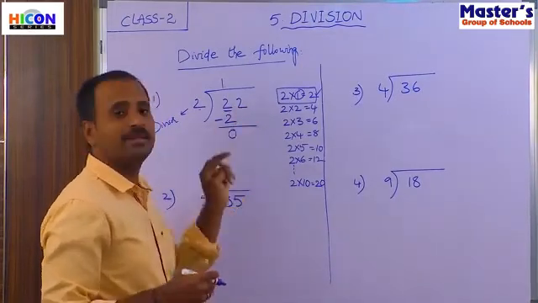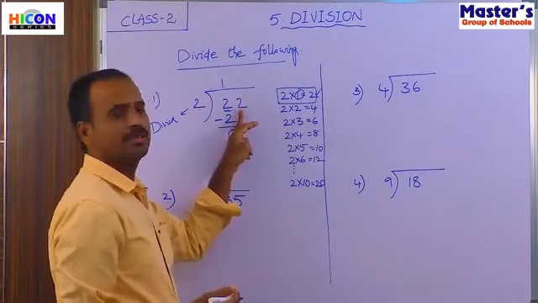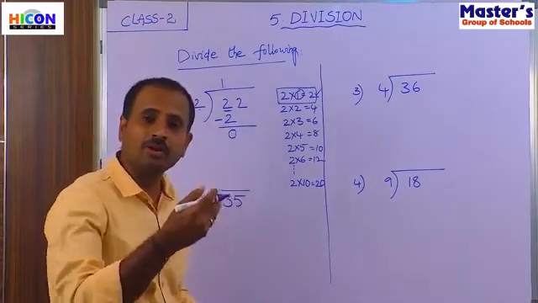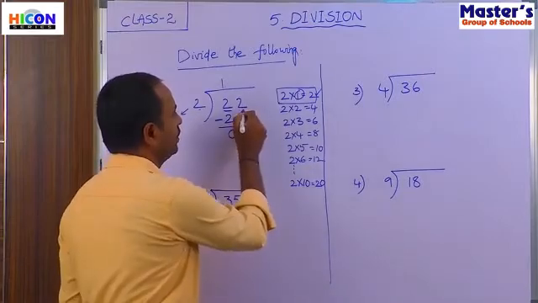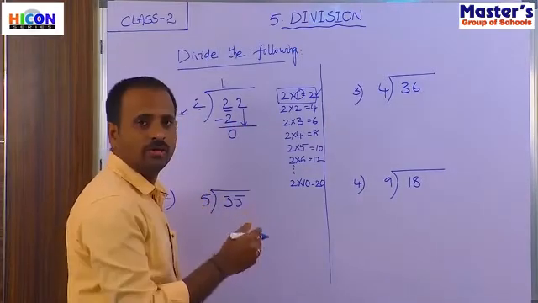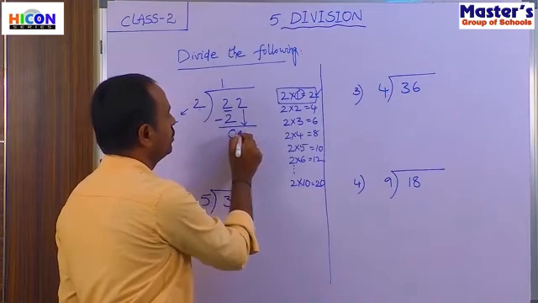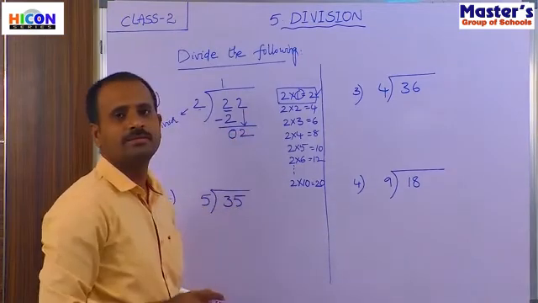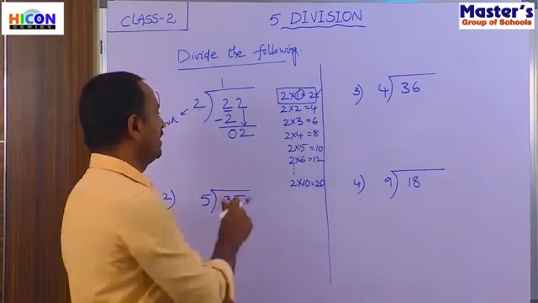Now look at the second digit. What is it? 2. So let us bring down the second digit. What is the second digit? 2. So bring down the second digit. Now what is here? 2.